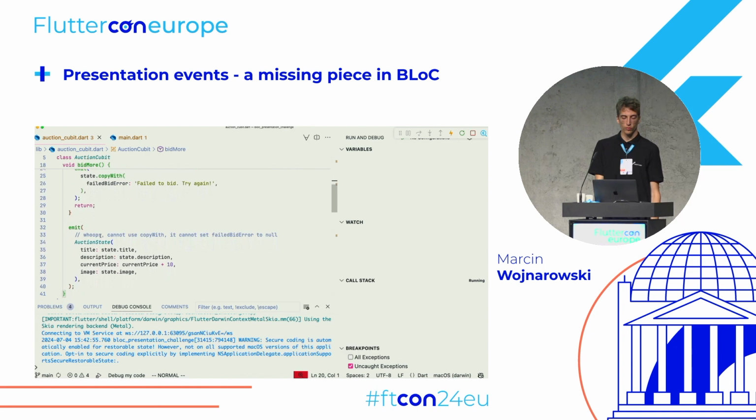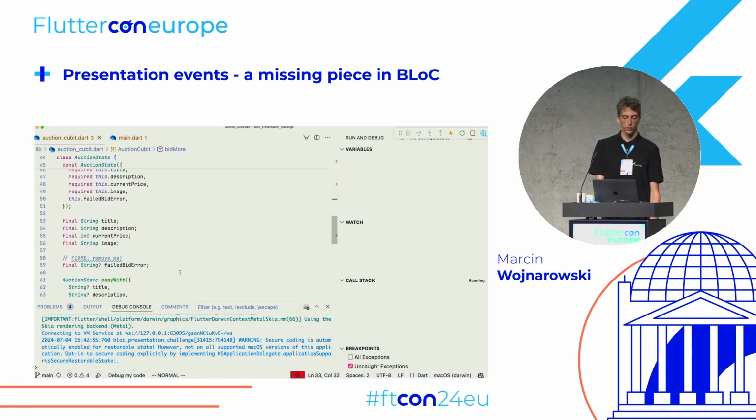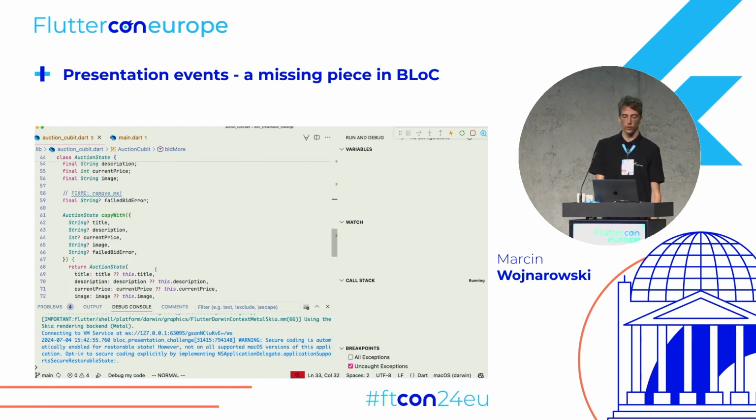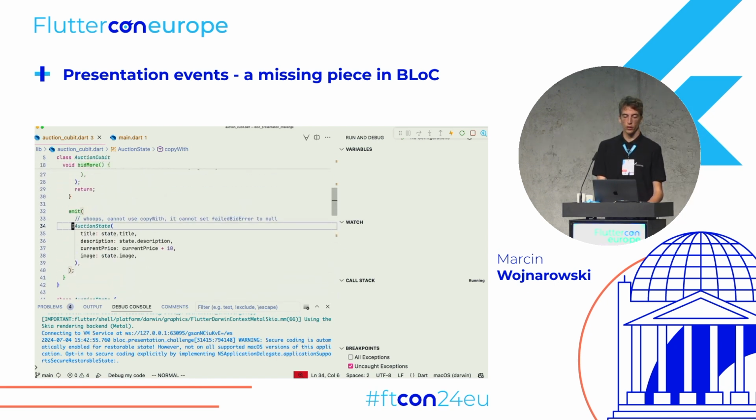But if we don't fail, then we can emit the new state. But here is, again, the second problem: we cannot really use copyWith, at least not the one I use, because this is a manually implemented copyWith for our state. We cannot use it because we should be able to set failed bid error to null, but copyWith doesn't allow us to do that, because here we use nulls to represent "please don't copy this field", which is not really what we want here. So that's why manually we have to copy over every field. But if you use something like Freezed, this would be given to you, or a copyWith extension.